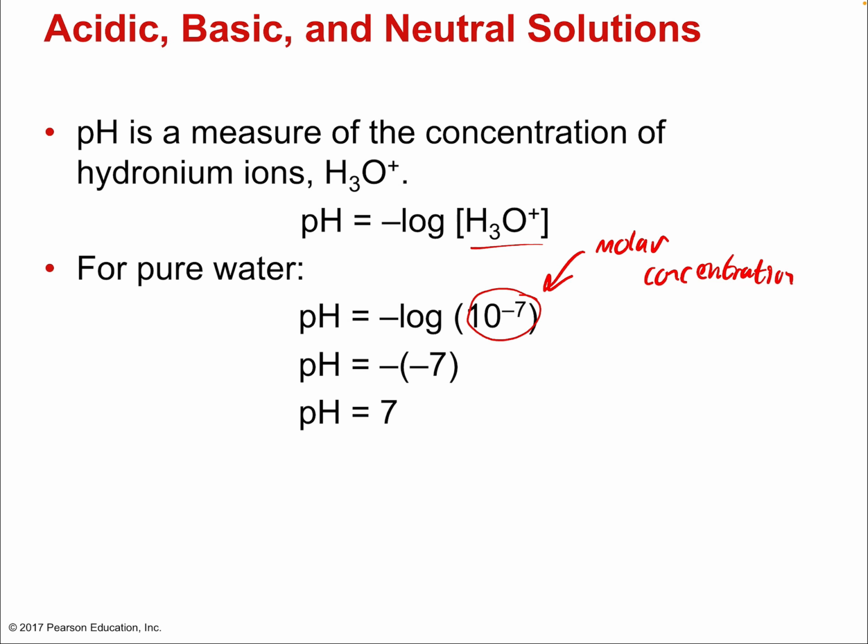Well, if you follow the mathematical rules of logs, then a log of a power of 10 cancels out, and then we're just left with negative times negative 7. The negatives cancel, and then we're just left with 7. Okay, so pure water has a pH of 7.